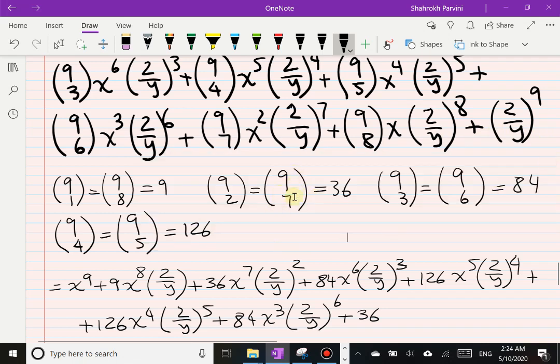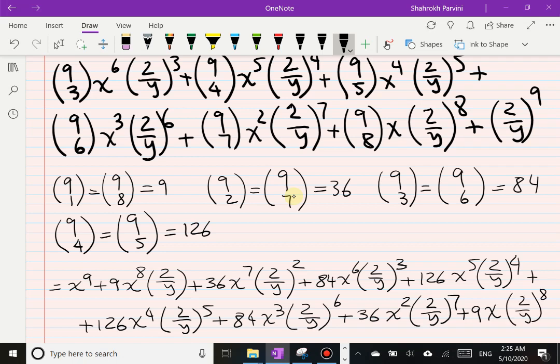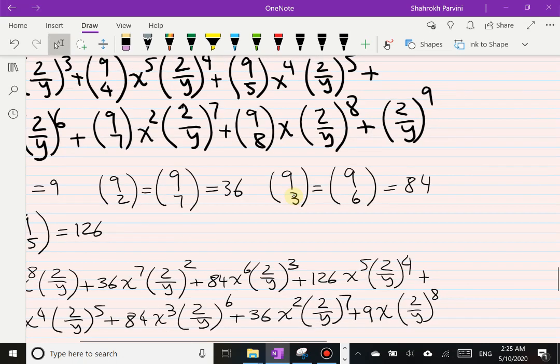927 is here. That's 36 x squared, 2 over y to the 7. See, that's how I know it's 9.7. That second term matches the lower number on the nCr. 9.7. Next, we're going to do 9.8. 9.8 loses an exponent on x, 2 over y to the 8. And let me finish it on this line.